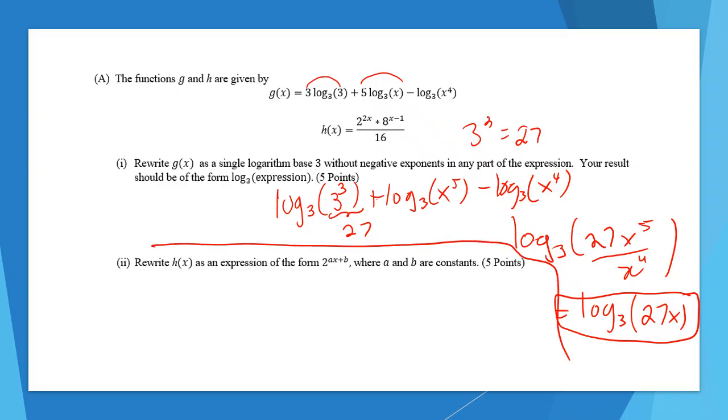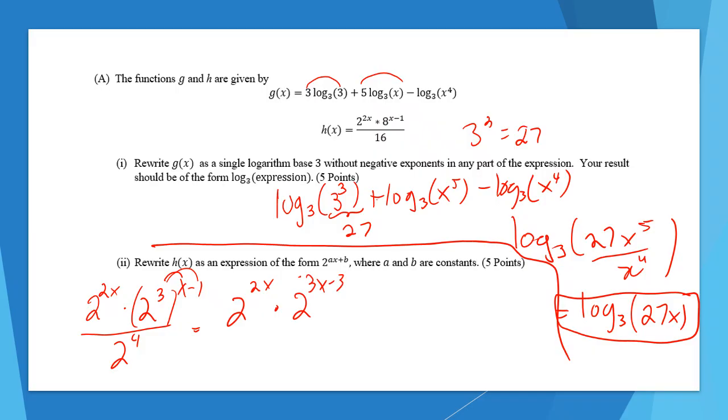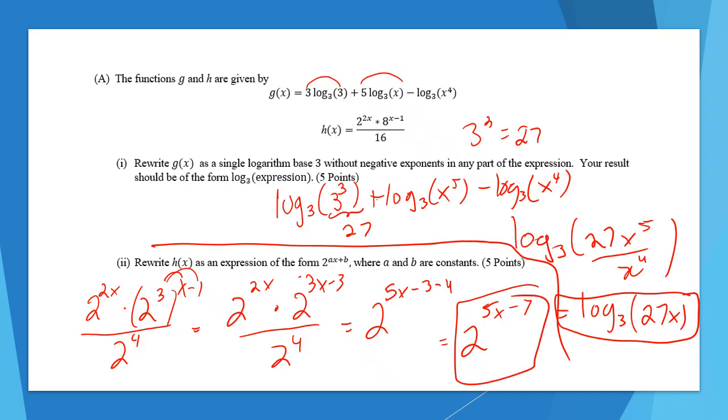For part 2, this is going to be rewriting it in 2 to the power of ax plus b. So converting everything to a base of 2, we should get 2 cubed and then x minus 1 over 2 to the 4th. Simplifying this, 2 to the power of 2x, and then remember to distribute that 3. Whoops. So this should be 2 to the power of 3x minus 3 over 2 to the power of 4. This is 2 to the power of 5x minus 3 minus 4. So we should get 2 to the power of 5x minus 7 as our answer there.